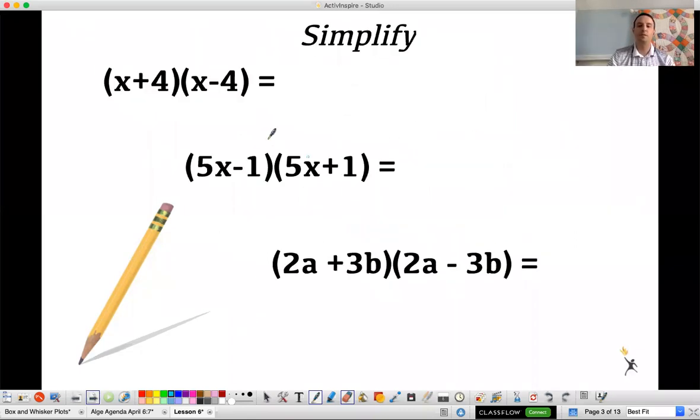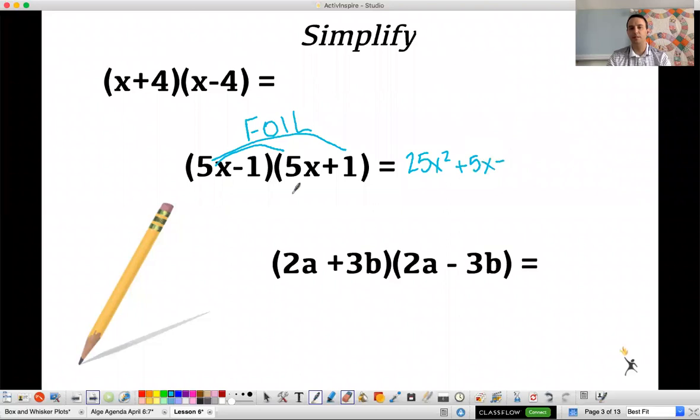So if we were to do one of these problems, say number 2, and distribute it using FOIL, it would be 5x times 5x, so 25x squared, plus 5x minus 5x minus 1. When I simplify it, it would end up as 25x squared minus 1. There's my final answer if I were to simplify it.